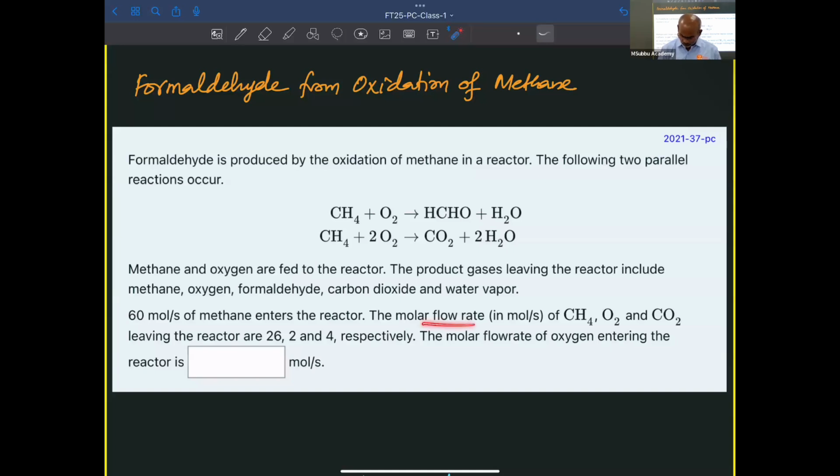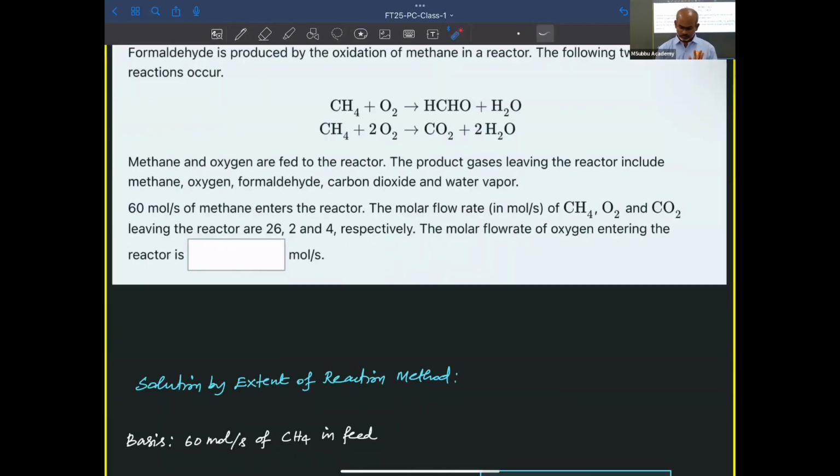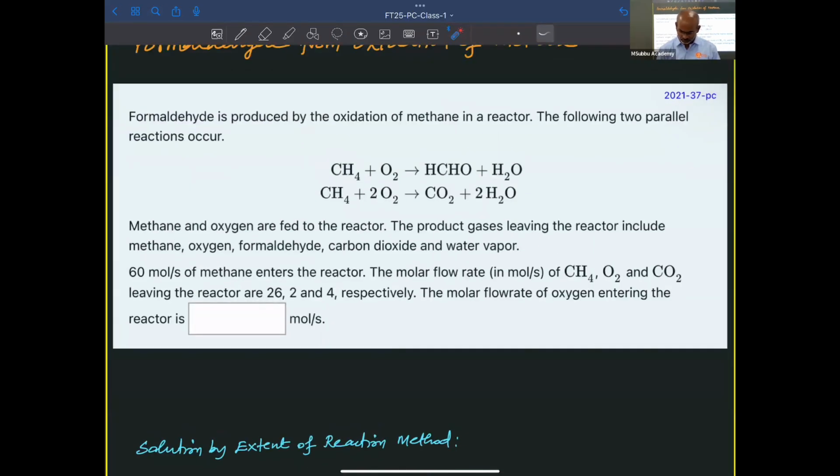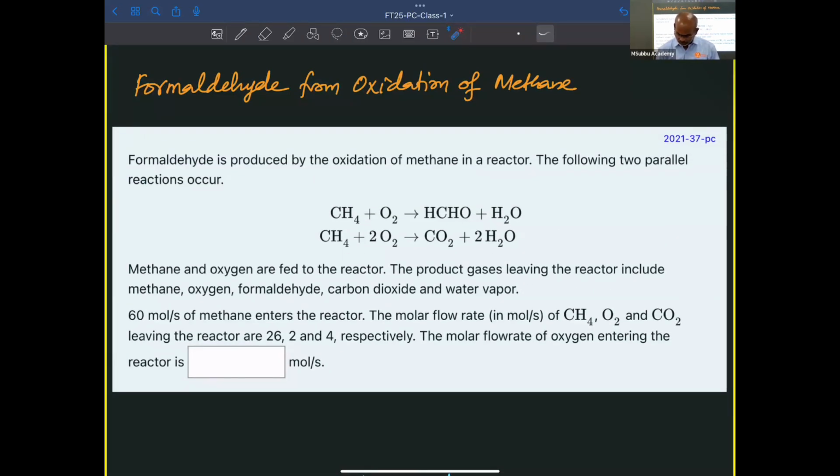We are given the flow rates of methane, oxygen, and CO2 leaving the reactor, and the methane entering the reactor is also given. What is asked is to find how much oxygen has entered the reactor. You can use the usual calculation based on the CO2 data in the product to find how much CH4 would have been utilized for that reaction.